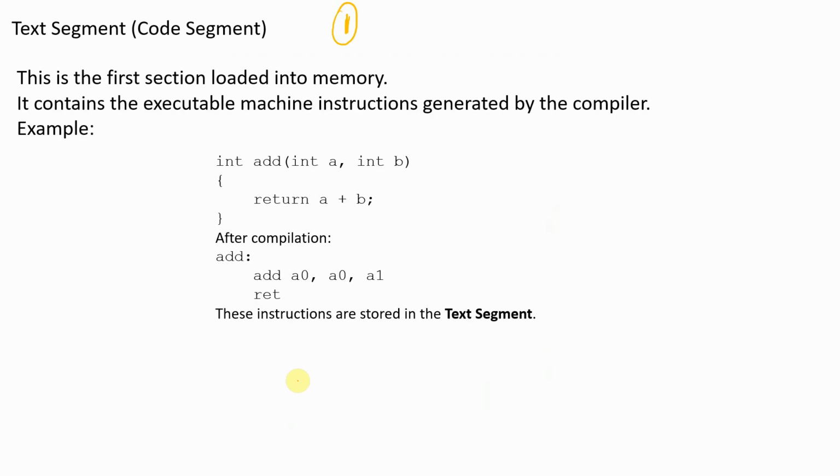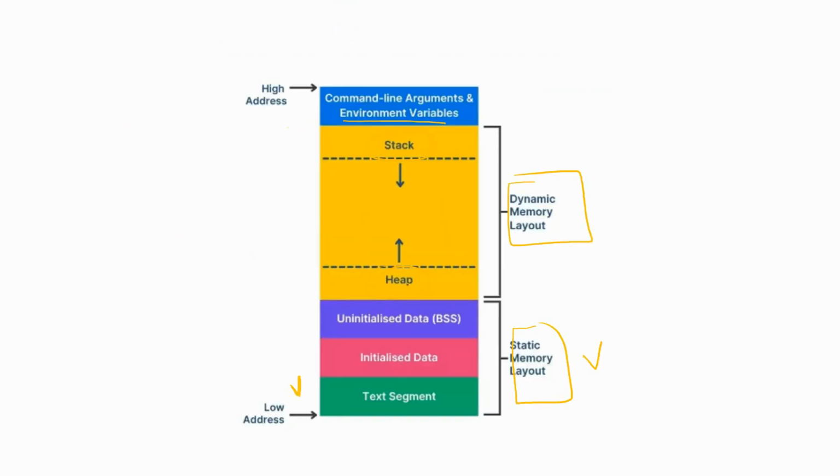This segment is the first section in our memory, and it is going to contain executable machine instructions generated by the compiler. Whatever the compiler compiles and converts from the code which we have written into machine instructions, those instructions will be stored in the memory segment which is known as the text segment. Whatever the machine level language code or instructions there are, will be stored here.